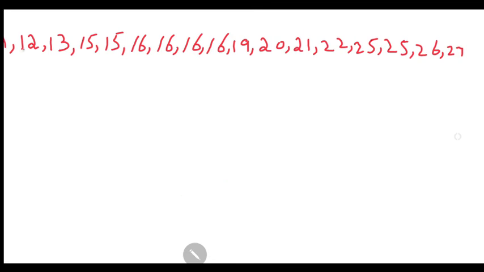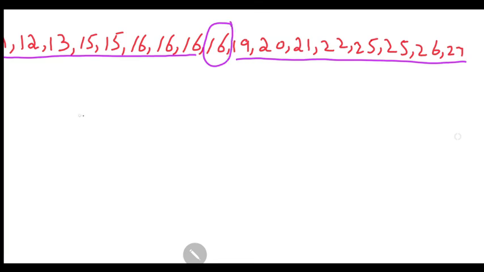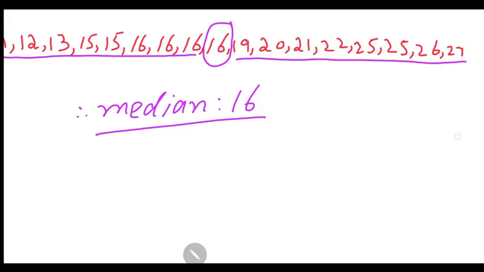Now we count the first 8 values: 1, 2, 3, 4, 5, 6, 7, 8. That will be till here. Now we count the right hand side 8 values: 1, 2, 3, 4, 5, 6, 7, 8. So the 8 on the left hand side I counted, 8 on the right hand side, and in the middle we got 16. Therefore the median is 16. Either way the answer is the same. You can choose any method.